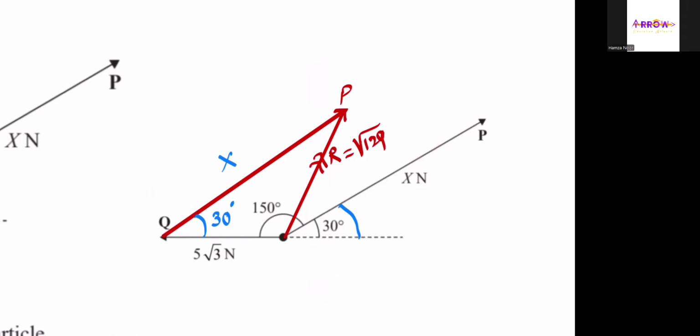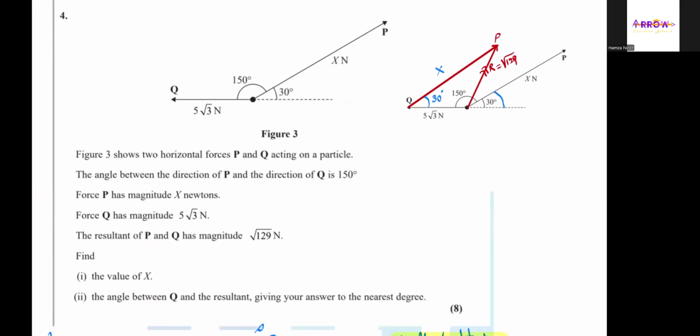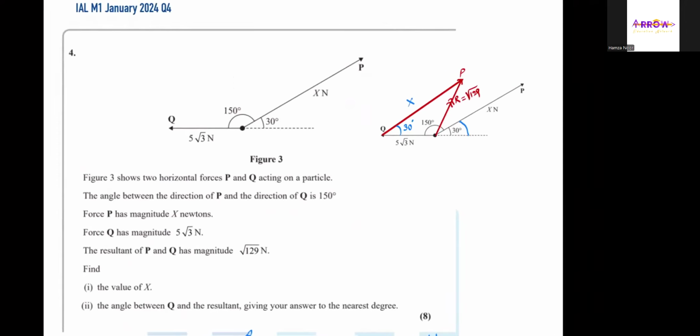This question is designed in such a way that, in order to find x, you can also find the angle which is required in part 2, the angle between Q and the resultant. When you attempt this question completely, you would be able to find the angle required in part 2, and then you would be able to find the value of x as well. So part 1 and part 2 can be attempted in a combined way. That's perfectly fine. No worries with that.